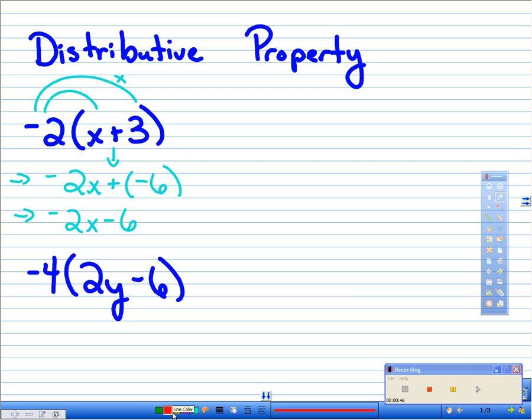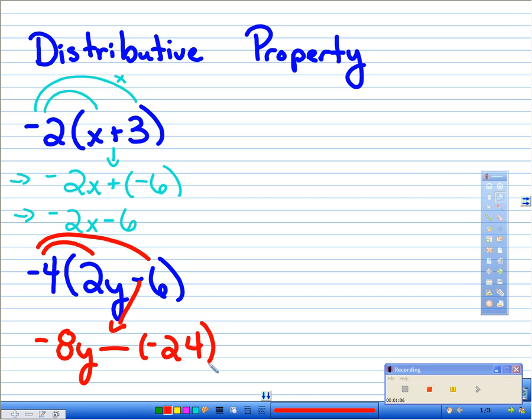Let's take a look at a different problem. -4 in parentheses, 2y minus 6. Once again, distribute. -4 times 2y is -8y. I bring down my subtraction sign. And then -4 times 6 is -24. There's another way I could write this. Right now, how I have it is correct. But a better way yet would be -8y plus 24. Those are simplifying two problems that use the distributive property.